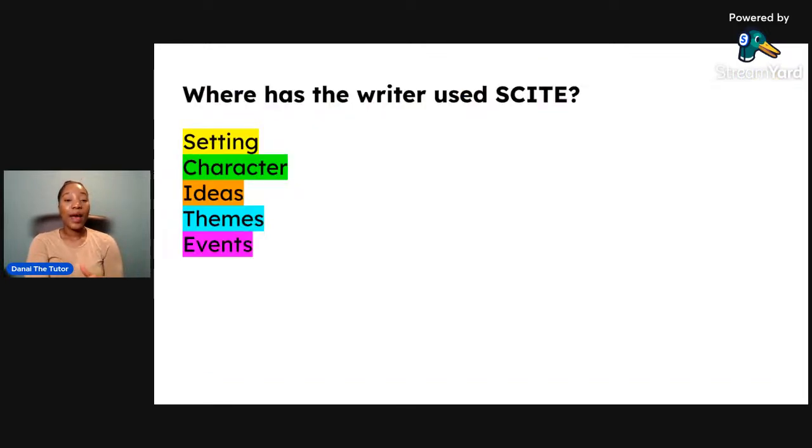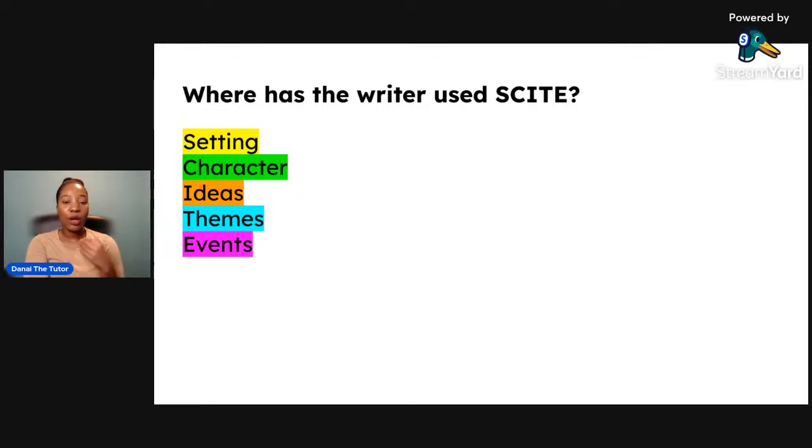Okay, so as we read the text now, I want you to ask yourself where the writer has used settings, where they have used character, and where they have used ideas, themes, and events. Later on, after we read, we'll be thinking closely about how they're using them. But first of all, I want you to identify the use of these things. Where has the writer used settings, character, ideas, themes, events?